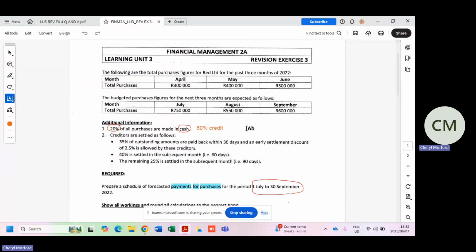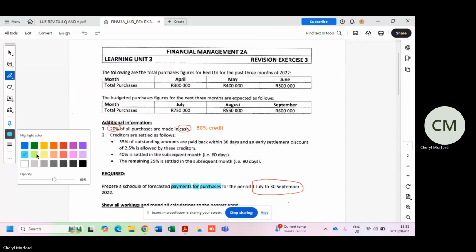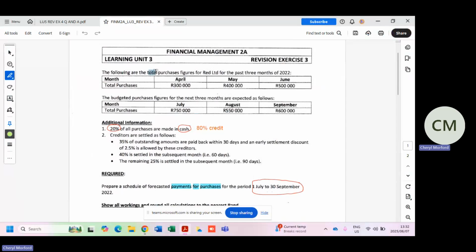I need to take the amount that we've got here. Just want to show it to you. This information is total purchases. So we need to split it into the credit and the cash component. So I need to find 80% of these amounts. So we've got the actual purchases for 3 months, and then the budgeted or the forecasted purchases for the following 3 months. That's why I'm going to do my schedule of budgeted payments for purchases for July to September.